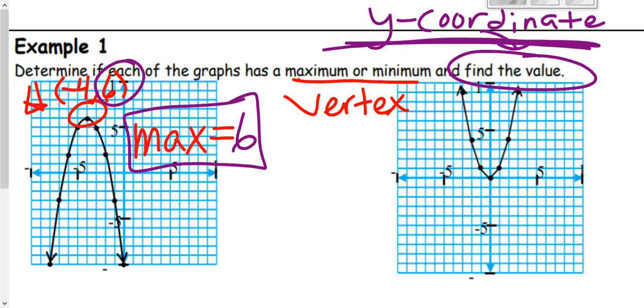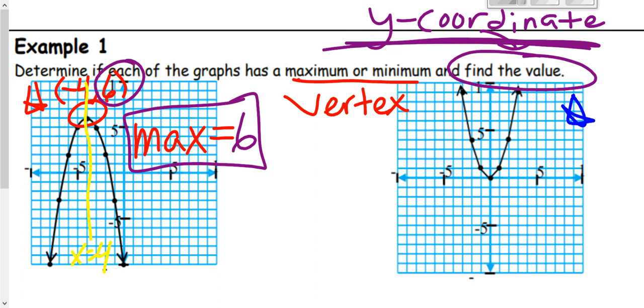Now if you think back, we did a lesson on key features. The max or min always comes from the y-coordinate. What key feature comes from the x-coordinate? It's your axis of symmetry. That's that point that goes straight through and everything is reflected over it, and that would be the line x equals 4. Not what this question is asking for, just a little review. Let's look at the next one.